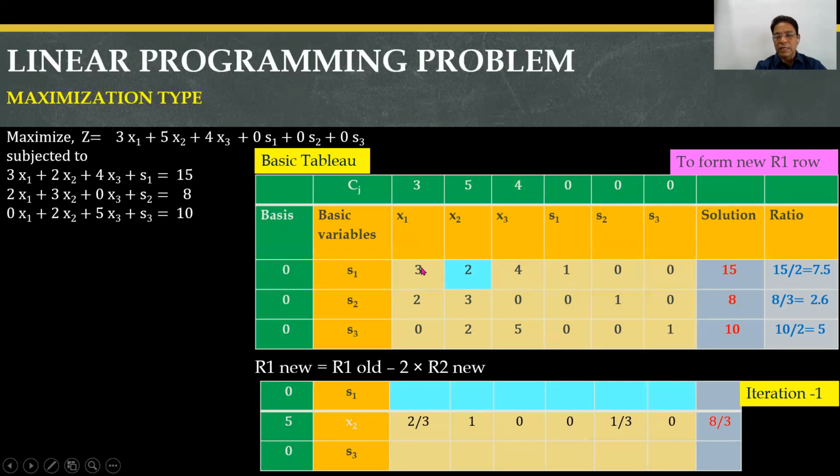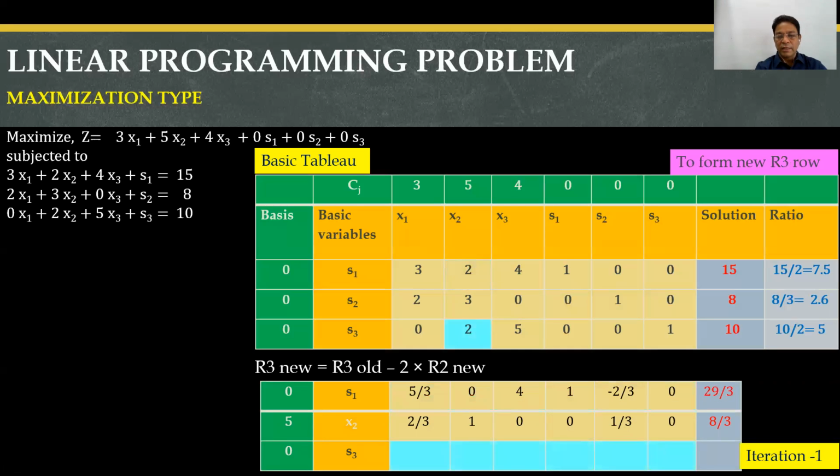So this will give us 3 minus 2 times 2 by 3, that is 3 minus 4 by 3, and we get 5 by 3. And here we get 2 minus 2 into 1, that is 0, and so on. So we'll get these entries like this. Now we are left with the last row, that is R3 row, and that will be obtained like this. R3 new equal to R3 old minus 2 times R2 new. So here also we have 2 minus 2 times 1 is equal to 0, and we'll get the entries like this.